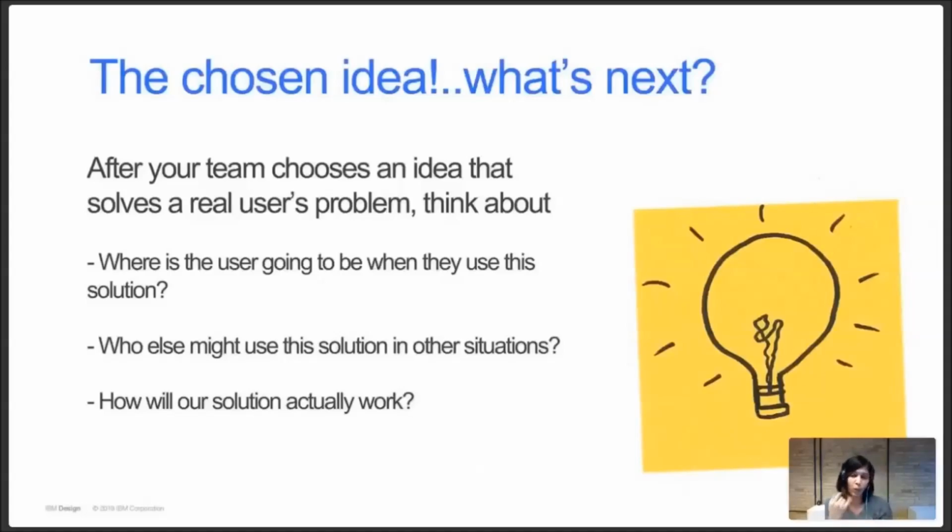Are they going to be at home? Are they going to be on the way home? Are they at school? Are they at work, at the office? And how is this going to work? Like, what are the key steps? Because the ideas are really broad in the beginning, now you want to start thinking of more details. So how do we do that? The next activity is going to help us do that.